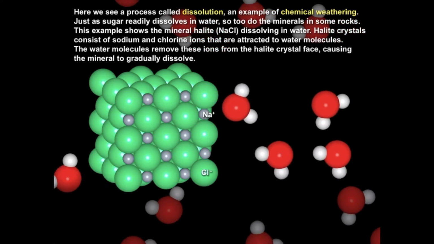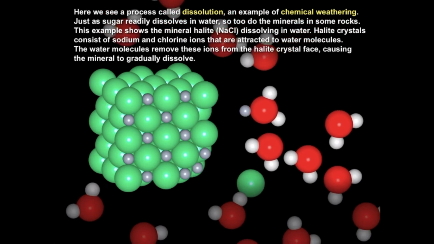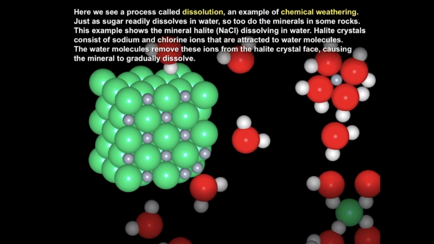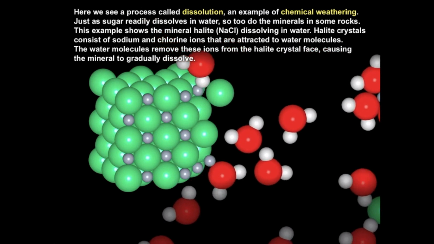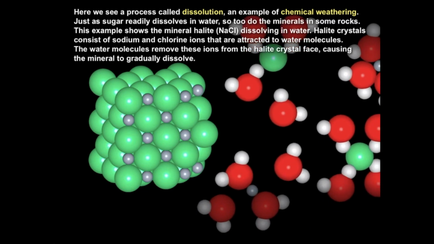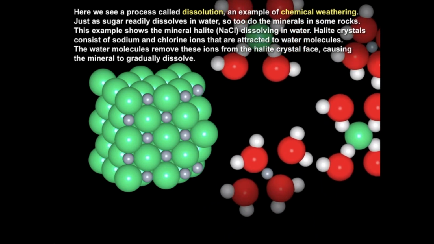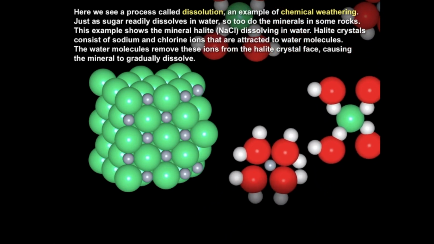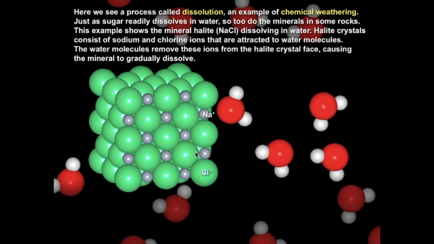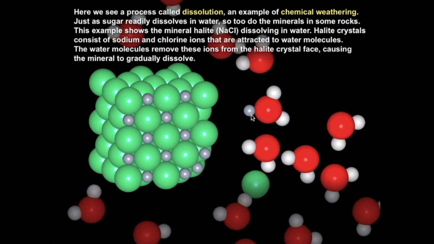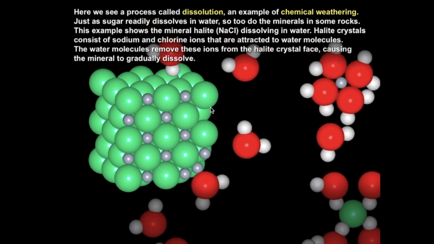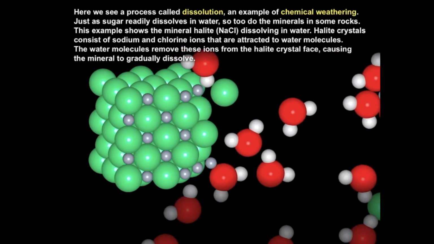Here we see a process called dissolution, an example of chemical weathering. Just as sugar readily dissolves in water, so too do the minerals in some rocks. This example shows the mineral halite, NaCl, dissolving in water. Halite crystals consist of sodium and chlorine ions that are attracted to water molecules. The water molecules remove these ions from the halite crystal face, causing the mineral to gradually dissolve.